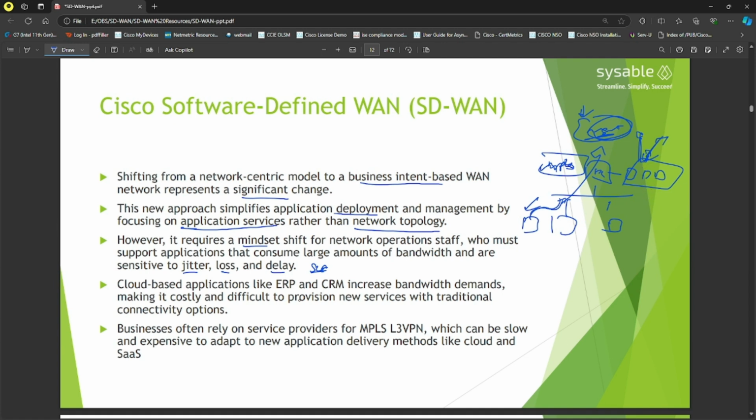The data is not being leaked or breached, so it is secure to host the application just like that. Businesses often rely on service provider MPLS L3 VPN, which can be slow and expensive to adapt to a new application delivery method like cloud and SaaS. As I said, MPLS is very expensive and dedicated, so it takes time to implement as well as being expensive. Now this Cisco SD-WAN solves that problem.